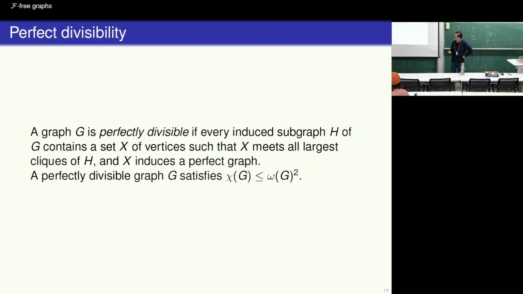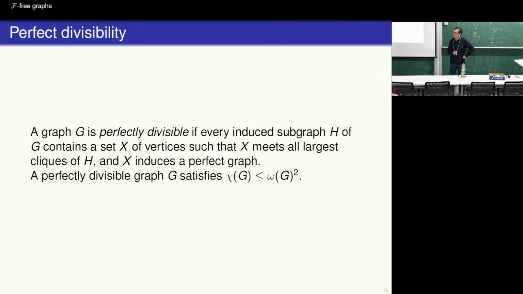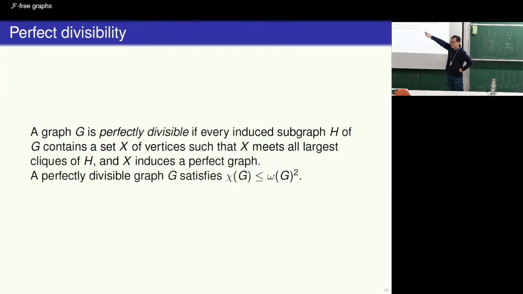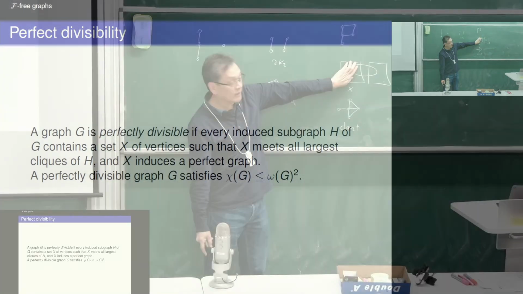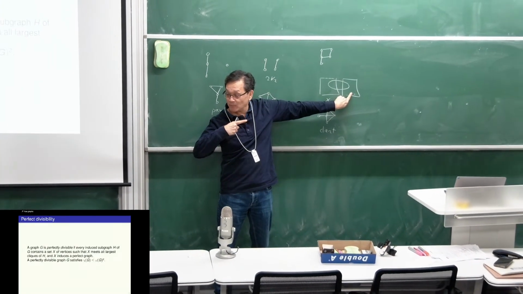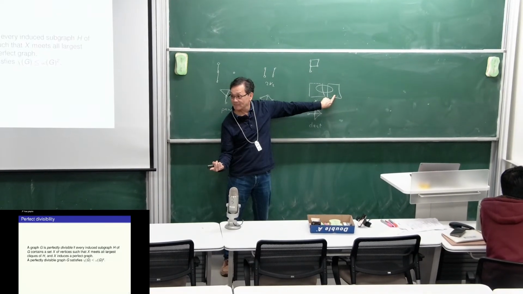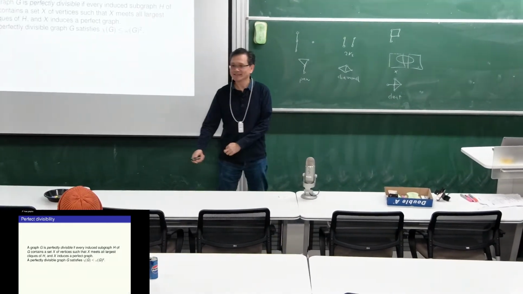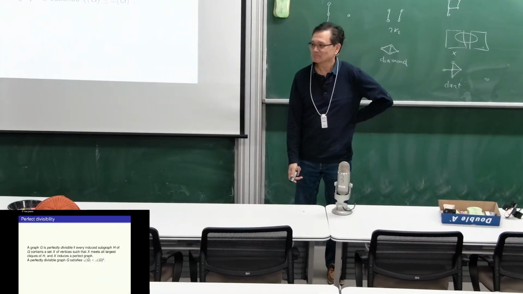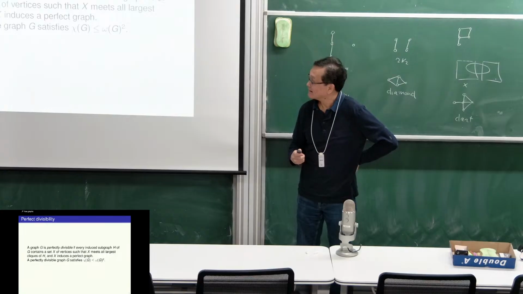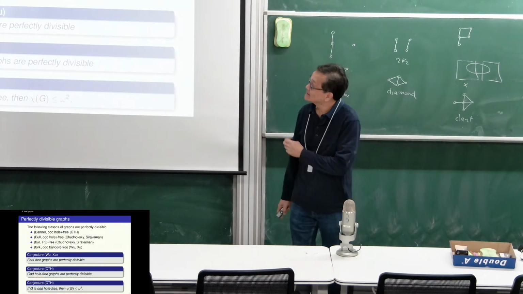Then yeah. So you didn't care about constants, right? Here there's no constant, right? Here just omega squared, because okay, this part is perfect, so I color it with omega colors. Now the clique size is now at most omega minus 1. Yeah. So I repeat. So it could be omega squared over 2, right? Almost. That could be. Yeah. Okay.